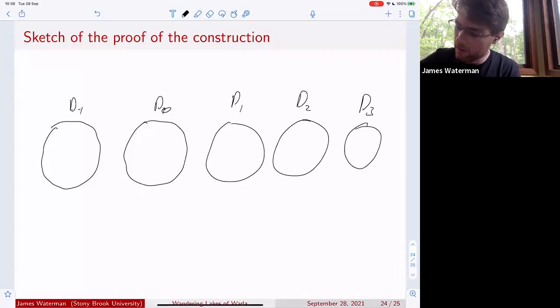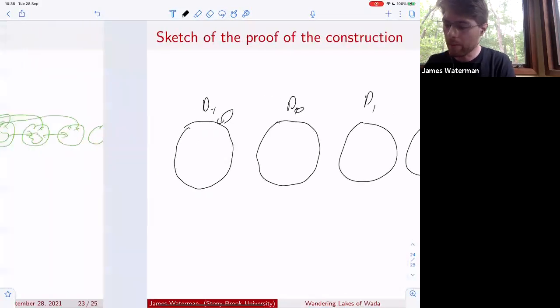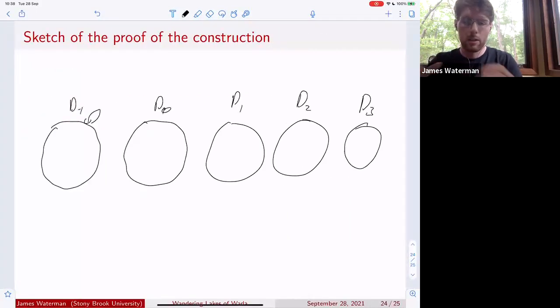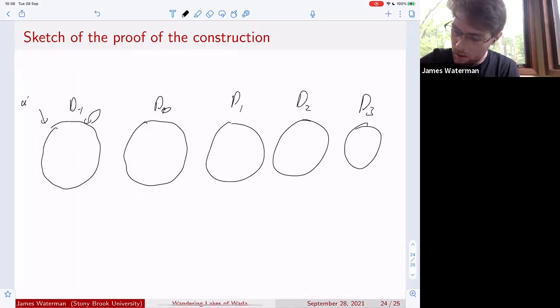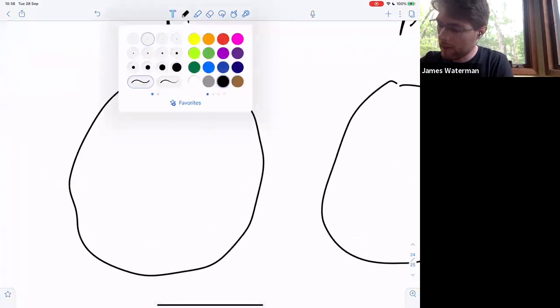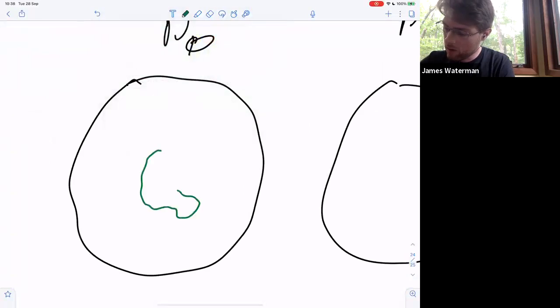And we have that D minus one nicely maps into itself. In particular, because it's nicely mapping into itself, it's contained in some nice attracting basin. And in D0, we have our set K that we've chosen before, whatever it is.